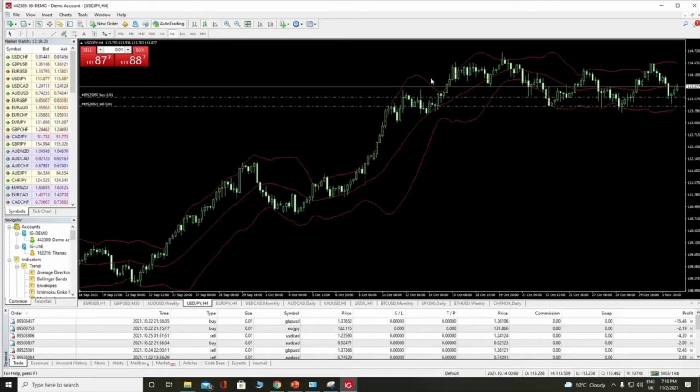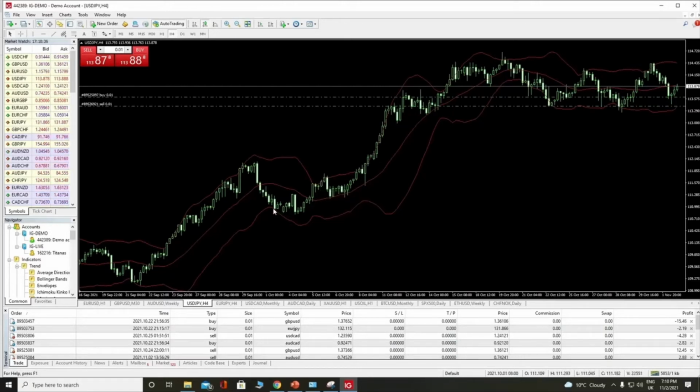So the prices will tend to stay in this channel that is creating by the Bollinger Band. How this indicator works, you can use them with both ways.